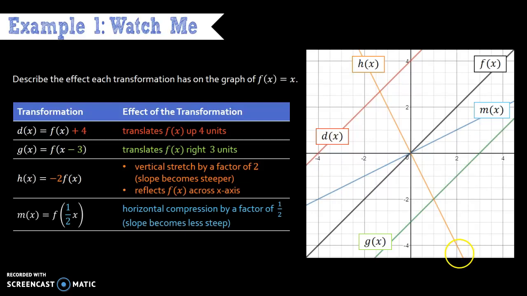And the last example, the blue one, this is called a horizontal compression by a factor of 1/2. My slope is becoming less steep. So if you were to compare the black line to the blue line, you can see that the blue one isn't sloping quite as high as the black line. The black line is going up at a bigger angle than the blue one is.